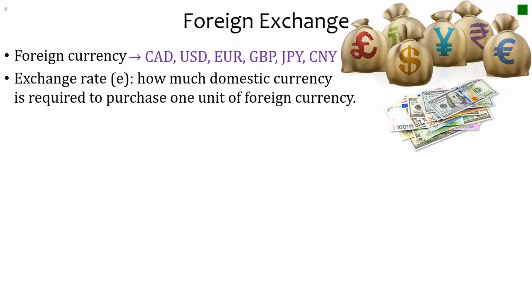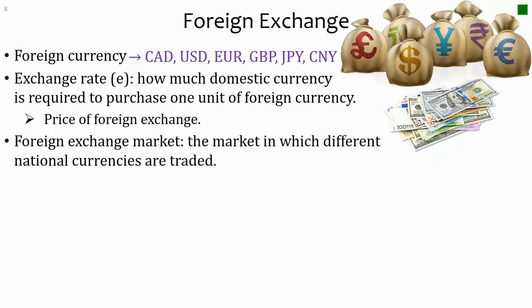The exchange rate, which has the symbol small e, is how much domestic currency is required to purchase 1 unit of foreign currency. How many Canadian dollars should you pay to get 1 US dollar? Or to get 1 euro, and so forth. It's the price of foreign exchange. This is a little bit tricky. Exchange rate is the price of foreign exchange, not the price of Canadian dollar. Okay, it's the price of the other currency, whatever the other is.